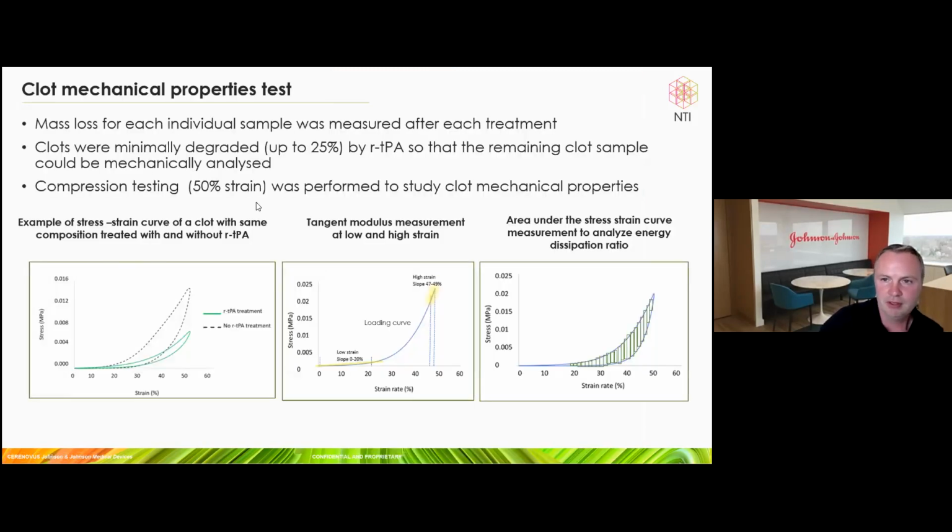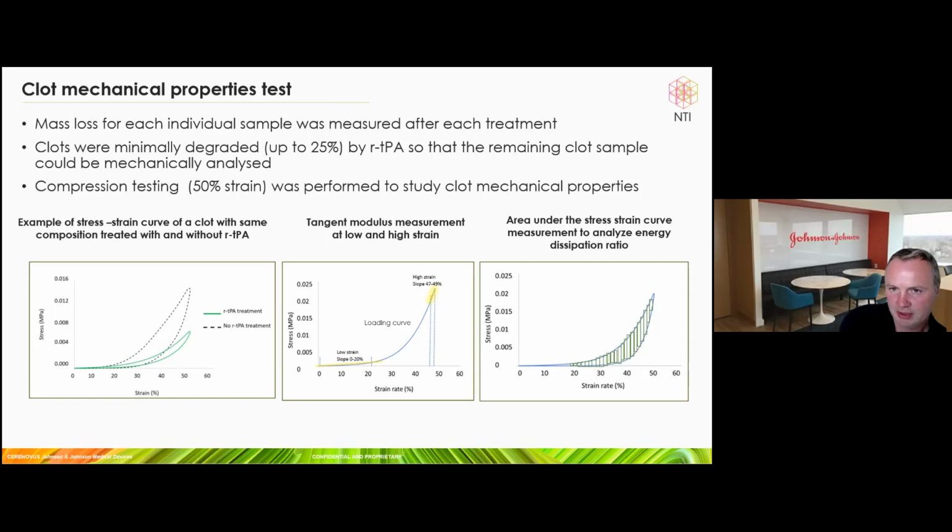So these are our outputs. Mass loss for each individual sample was measured after each treatment. In our case, we wanted to be careful not to degrade the clots significantly, because we felt that if some of the clots were 80–90% degraded, first of all, there might not be enough sample left to test, plus they might become quite broken up and fragmented, making them difficult to measure, and that will affect the measurement variation.